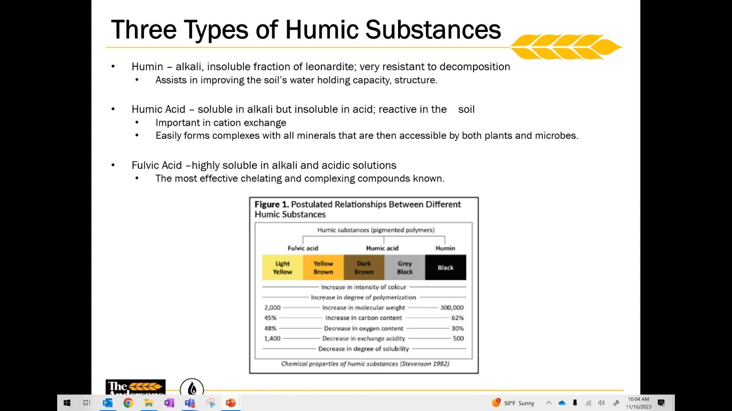And then if we look at the spectrum as we move towards all the fractions, they all have different benefits. Fulvic acid is best for nutrient transport and chelation. Humic and humin are better at water retention and improving our soil conditions. And both humic acid and fulvic acid have the ability to stimulate overall root growth.